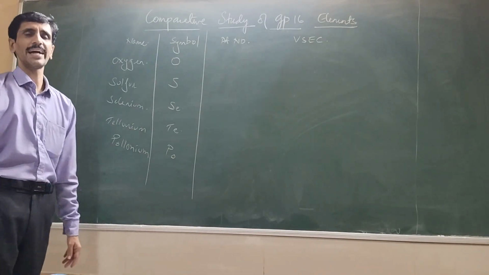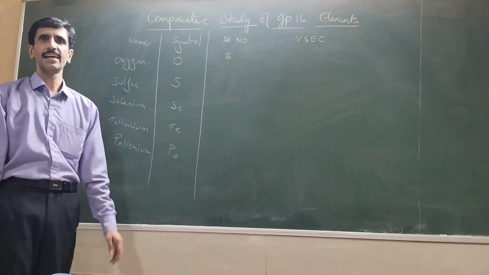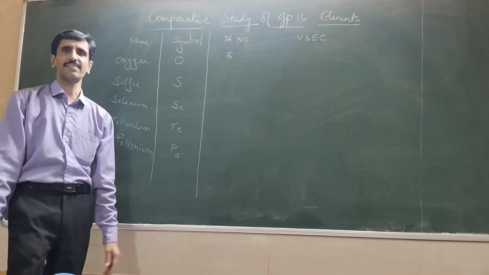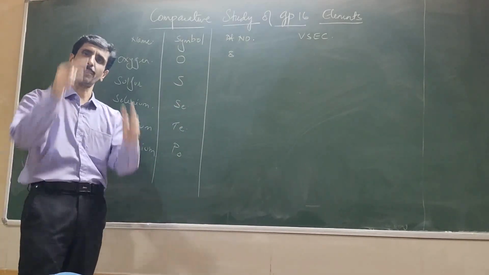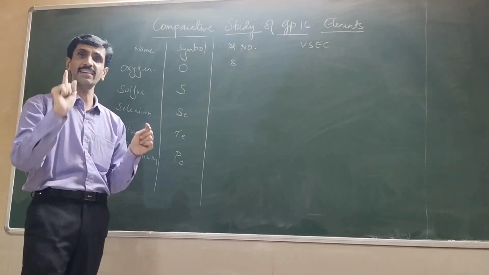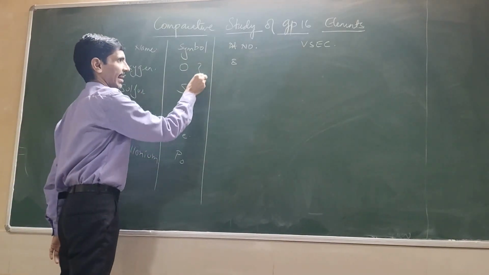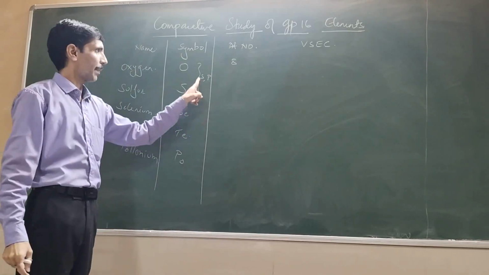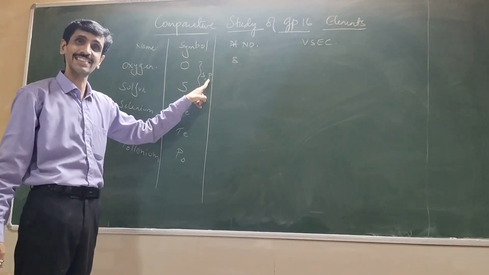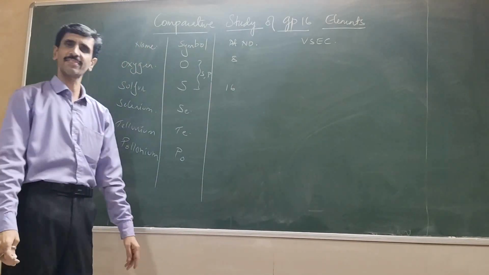Atomic number. The atomic number of oxygen is 8. Now I give you a very simple trick to remember the atomic number of the rest of the elements. How is it? See, as we go from oxygen to sulfur in our periodic table, we are traversing the entire period. And in this entire period, there are going to be s and p block elements. So, in other words, we say s and p orbitals. The capacity of s is 2, capacity of p is 6, so 2 plus 6 is 8, and 8 plus 8 is 16. So 16 is the atomic number of sulfur.